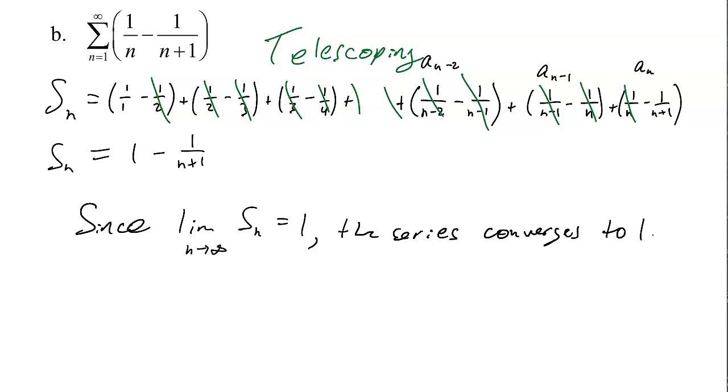Question was asked in class a lot, why do I have to have that term? It's going to go to 0, right? It will. But my explanation for this and why I can't just ignore it is because this is the nth sum.